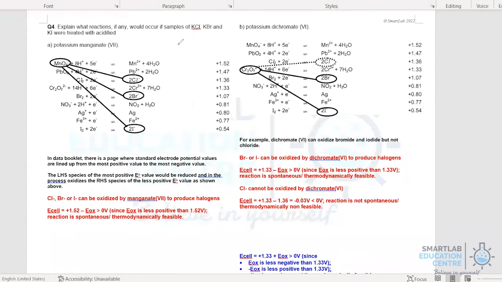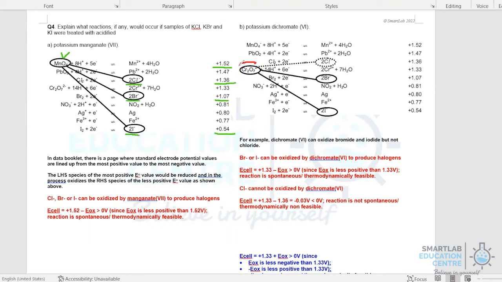Let us now take a look at redox reactions. In the case of permanganate being an oxidizing agent, one of the things to study is to examine what permanganate can actually oxidize. Permanganate's standard electrode potential value is plus 1.52, so it can actually oxidize chloride, given that chloride has a standard electrode potential value which is lower than 1.52. It can also oxidize bromide. It can also oxidize iodide as well.